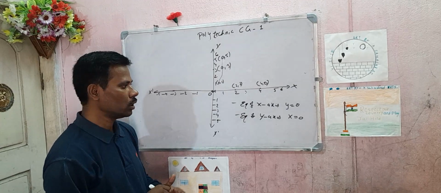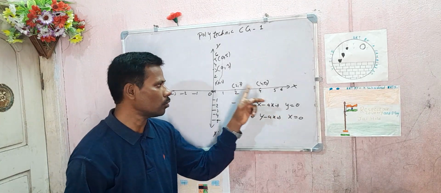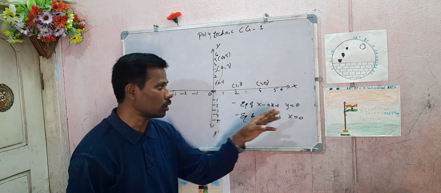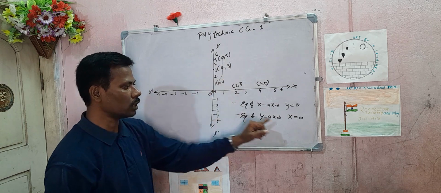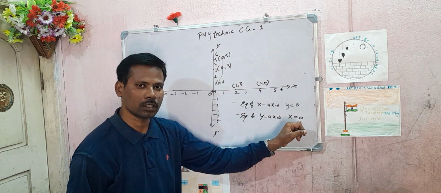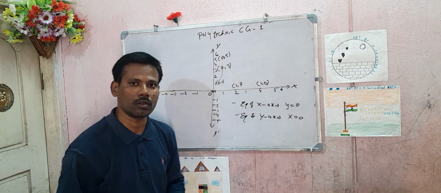Please note it down. Equation of x axis, y is equal to 0. On x axis, y coordinate is 0. On y axis, x coordinate is 0. That's why equation of y axis, x is equal to 0. Equation of x axis, y is equal to 0.